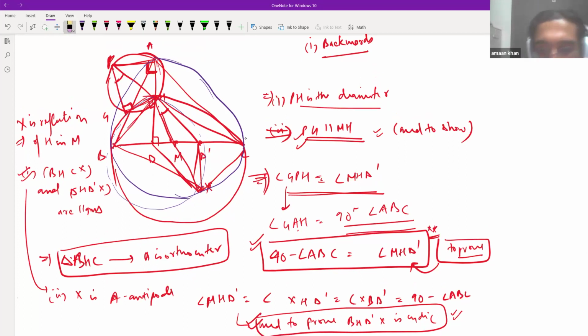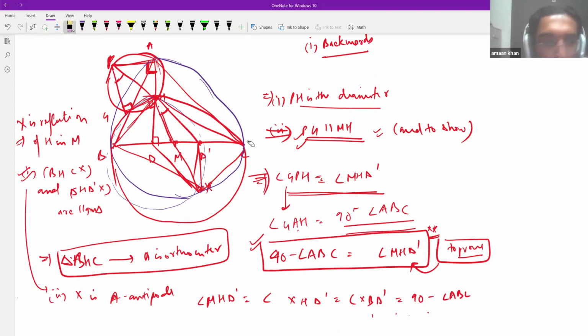Yeah, okay, I think there is a bit of a mistake here. Let me just see. I said MHD' is equal to, assuming they are cyclic, and the X, which is equal to this, which is equal to 90 minus ABC. Yeah, I think there is a fault here. Even this is a fault. That is, GPH equals MHD'. But then minus ABC minus 2 dashes GH.